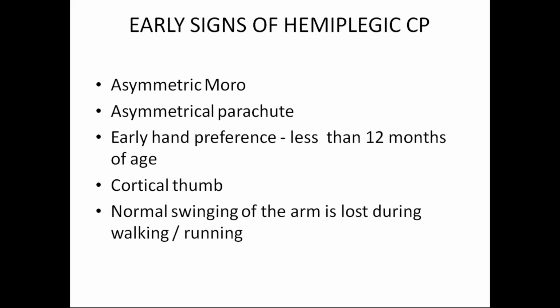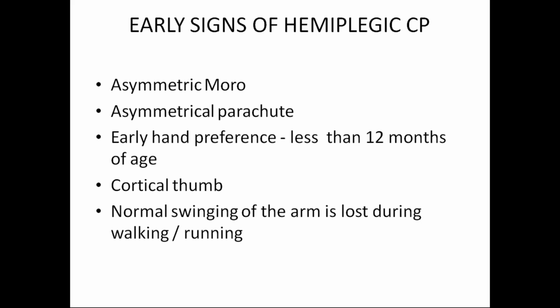Why do you look for Moro? If there is an asymmetrical Moro, where both hands are not coming through, only one hand is coming through and one hand is lying separately. So that is how there is an asymmetrical Moro. And the same at 9 months and above, you can see the parachute. It can be an asymmetrical parachute also. The same mechanism, only one limb is protecting and the other one is not.